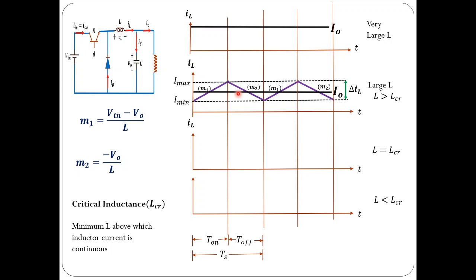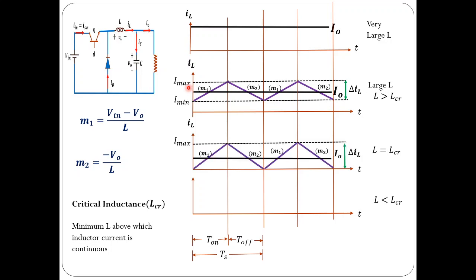Now if I reduce the value further, what would happen? Previously, for a large value of inductance greater than LCR, the minimum current value is greater than 0 and the maximum value is also greater than 0. I max minus I min is the ripple in the inductor current, which is significant. However, it is continuous. There is no question of the current becoming 0. It always oscillates between minimum and maximum values.